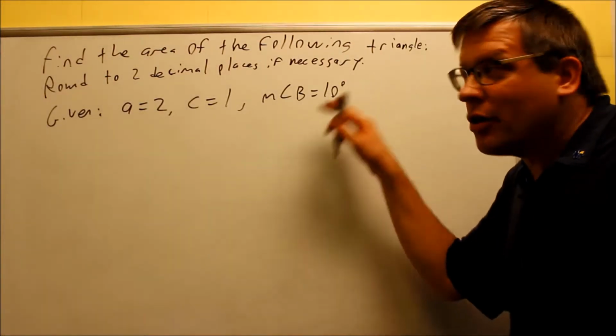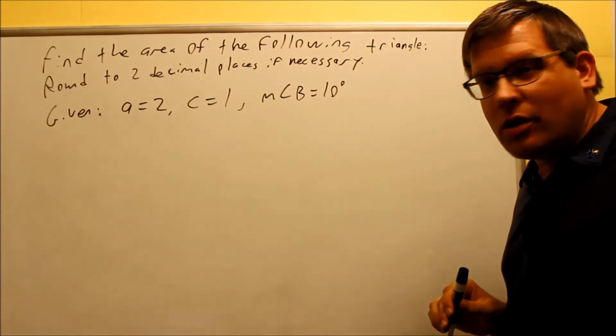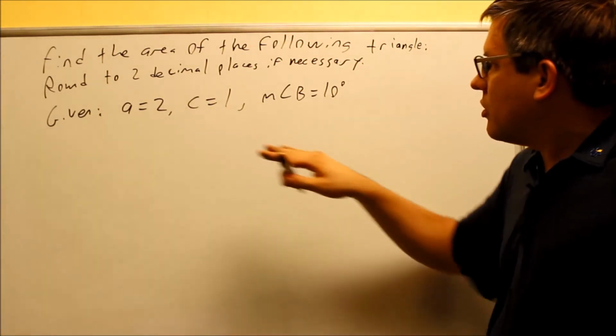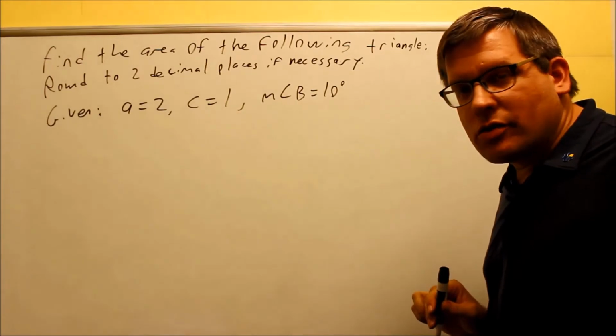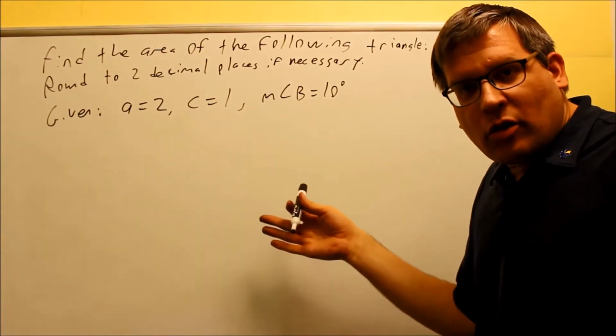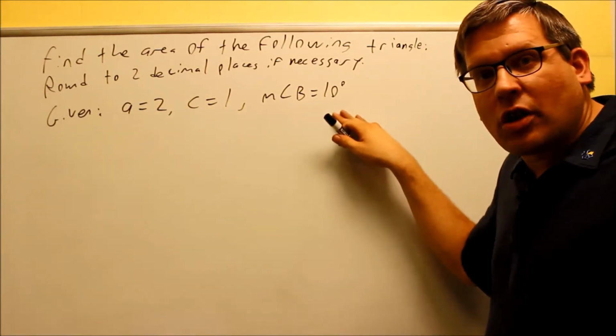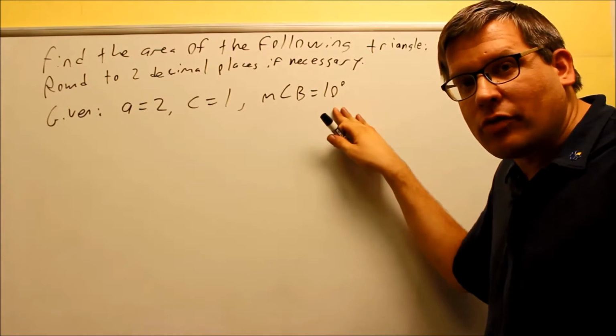All right, how about another one? Find the area of this triangle, again rounded to 2 decimal places if needed. We have a is 2, c is 1, and the measure of angle B is 10 degrees. Okay, so this is even easier because now there's no triangle that's been drawn for us. We don't even need to take the information off the triangle. We have it automatically provided for us here.